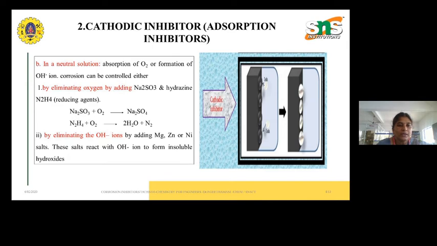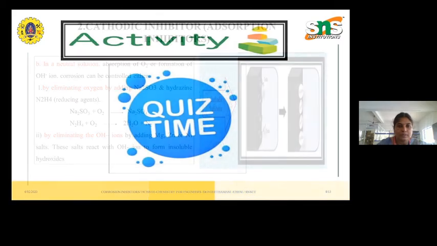We know that zinc is converted to zinc hydroxide, magnesium into magnesium hydroxide, and nickel hydroxides, which deposit on the cathode and act as an impermeable barrier. This strictly forms a barrier on the metal surface, so it is not possible for further corrosion to penetrate.